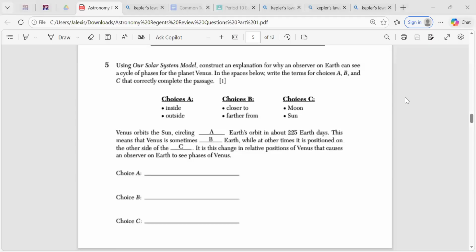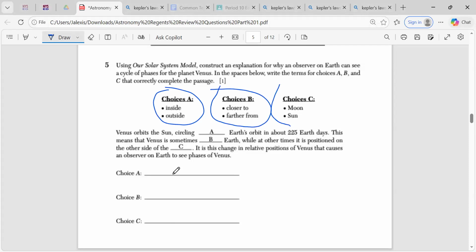All right, number five. It says using our solar system model, construct an explanation for why an observer on Earth can see a cycle of phases for the planet Venus. In the spaces below, write the term for choices A, B, and C that correctly complete the passage. So even though it's giving a short response, they give us the choices here. Remember, you're going to have questions where even though they appear to be short responses, there's a fill in the blank. You're not going to write your own answers; you're going to choose one of these options right here.